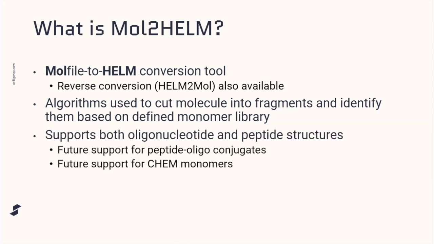Multi-HELM currently supports both oligonucleotide and peptide structures. Originally, it was just for peptides, and we've since expanded support to oligonucleotides. In the future, we're also hoping to support peptide oligoconjugates as well as chem monomers, which are kind of chemical modifiers that don't fit into either category. And we also have added support in recent years for duplex oligonucleotides.